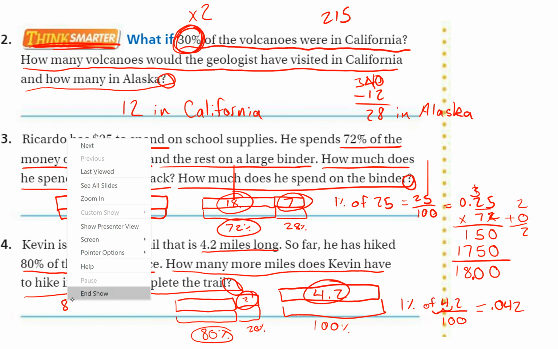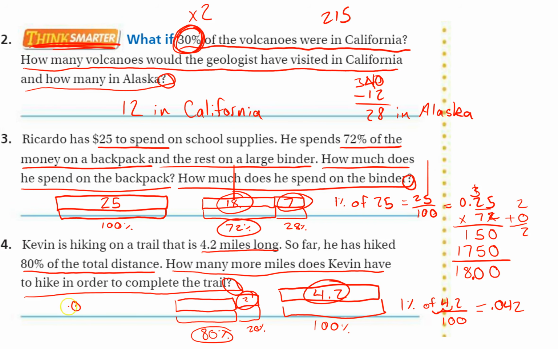So 80 times 0.042. 2 times 0 is 0. 2 times 8 is 16. Done with the 2. 4 times 0 is 0. 4 times 8 is 32. Add that all up, we get 3360. Move my decimal over 3 places. So he's already traveled 3.36.